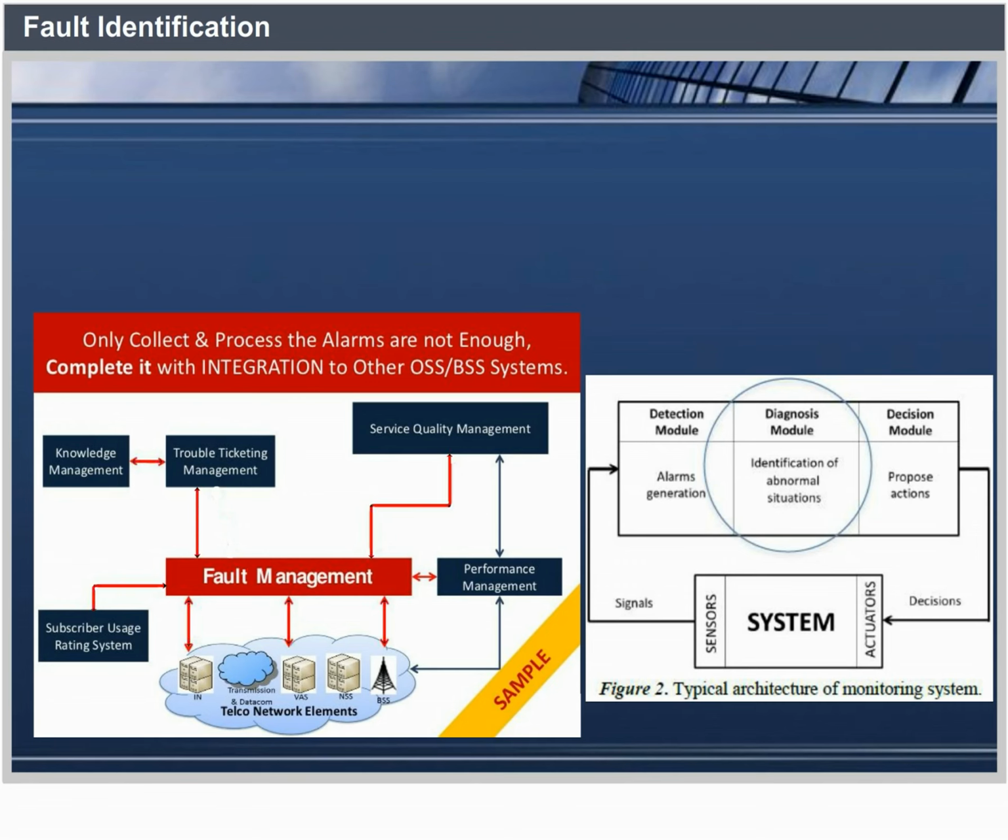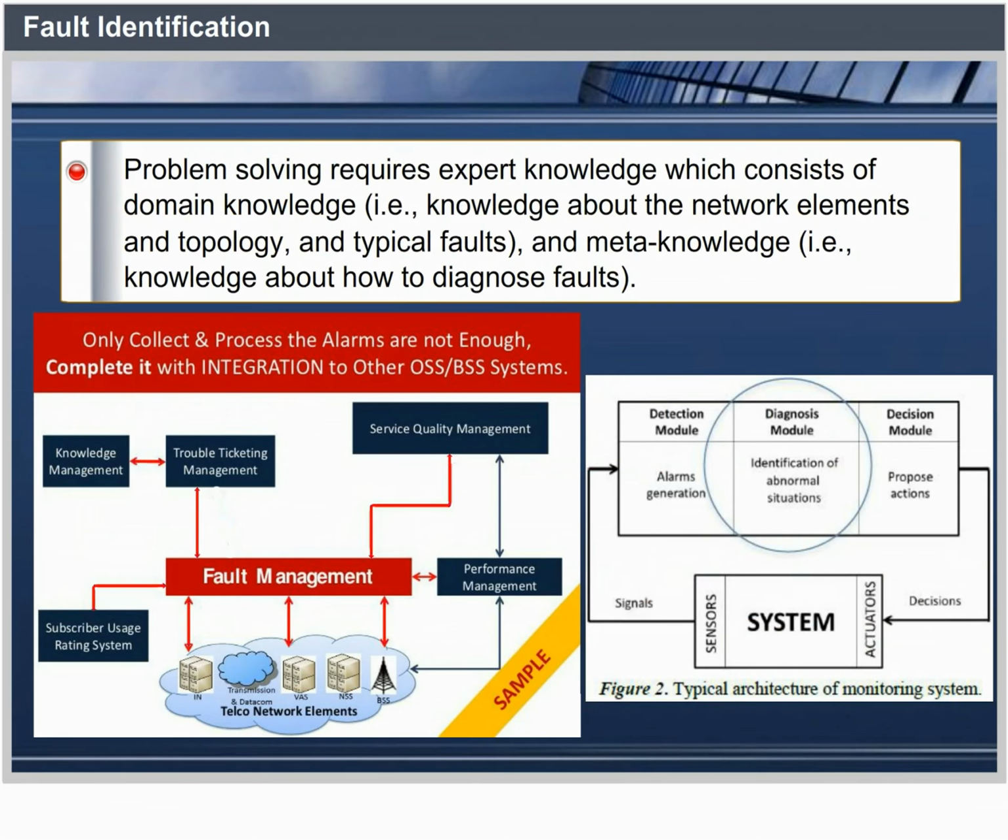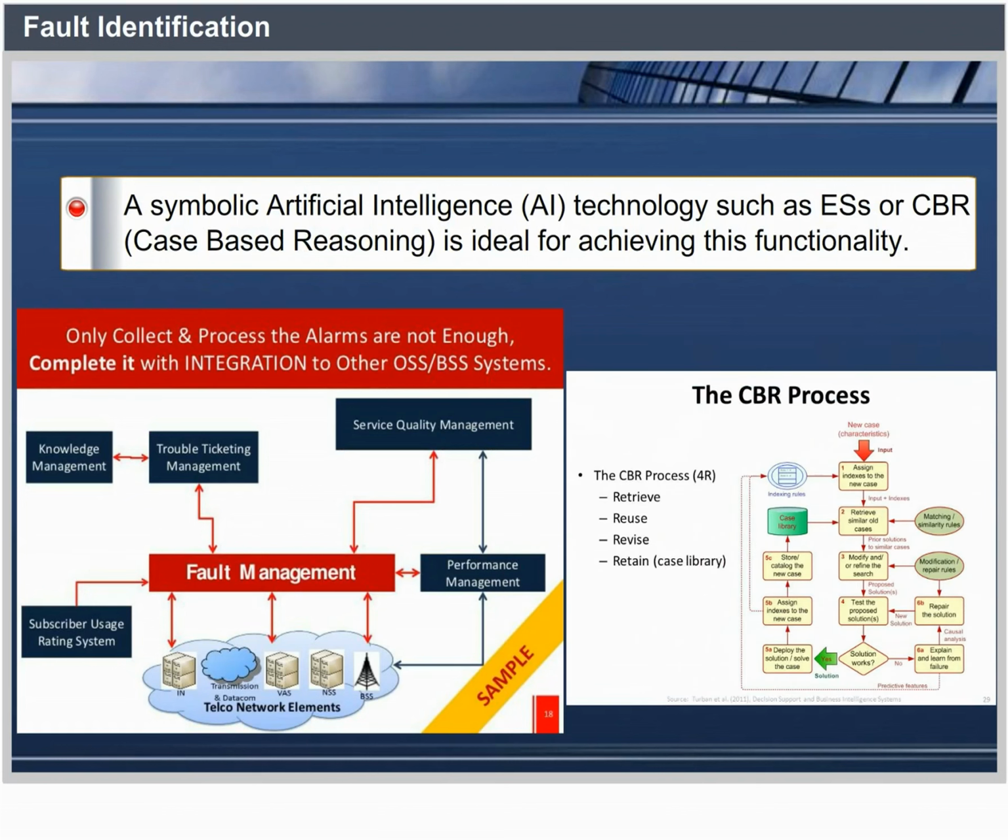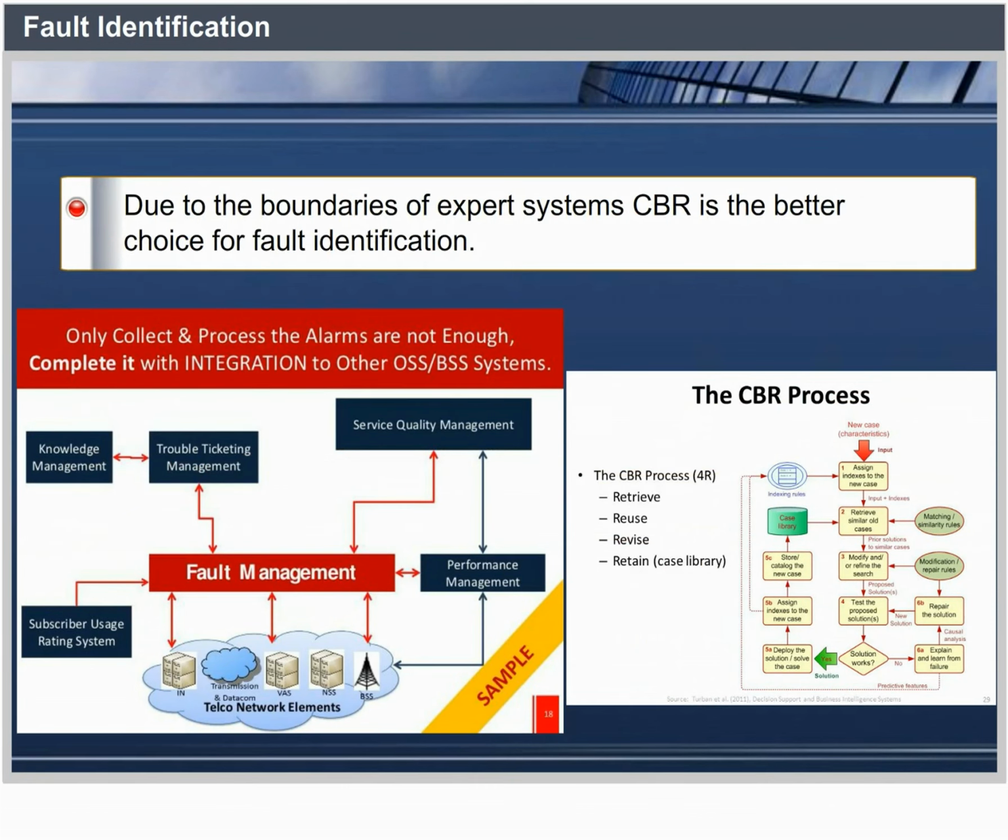Problem solving requires expert knowledge, which consists of domain knowledge, that is, knowledge about the network elements and topology and typical faults, and meta-knowledge, that is, knowledge about how to diagnose faults. A symbolic artificial intelligence or AI technology such as ES or CBR, that is case-based reasoning, is ideal for achieving this functionality. Due to the limitations of expert systems, CBR is the better choice for fault identification.